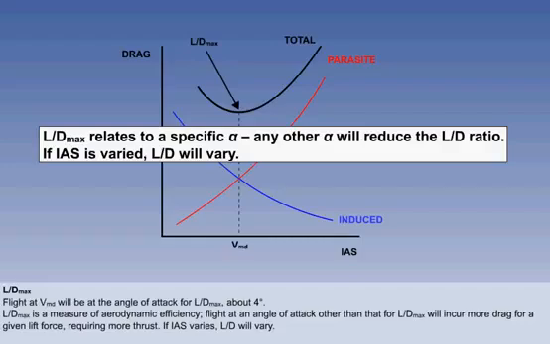On this subject, it is worth noting that if an aircraft is operated at the L/D max angle of attack, drag will be at a minimum while generating the required lift. Any angle lower or higher than that increases the drag for a given lift force. More drag requires more thrust, which is inefficient and costly. You should also note that if IAS is varied, the lift-drag ratio will vary.